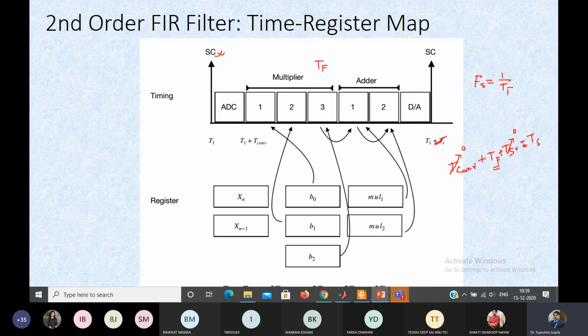Now, how is this TF dependent on the order of the filter? As we have said, for second order, or in general, it is M into Tm plus M minus 1 into Ta, right? So it is dependent on M, and it is dependent on the multiplication instruction. In case of say 8051, it is 24 clock cycles.